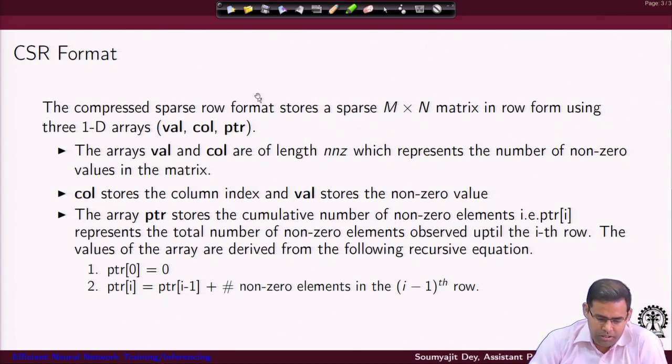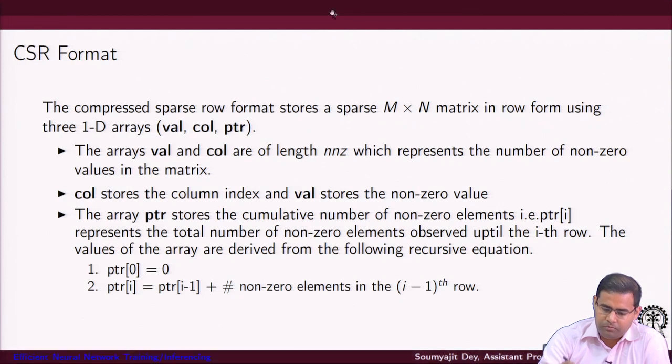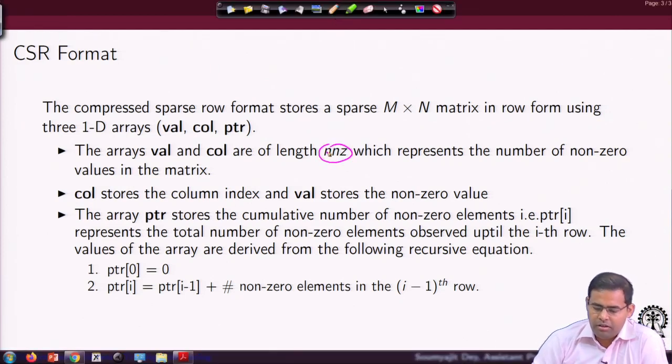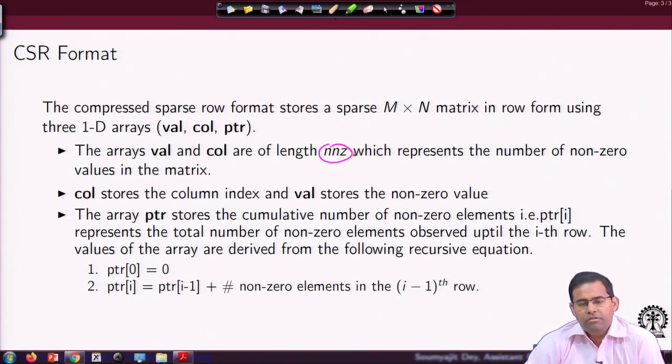The compressed sparse row format stores a sparse m cross n matrix in a row form where it uses 3 one-dimensional arrays. Let us call the arrays val, col and ptr. The arrays val and col are of length nnz, which represents the number of non-zero values in the matrix. So, let us say inside the m cross n matrix I have only nnz non-zero values and everything else is set to 0.